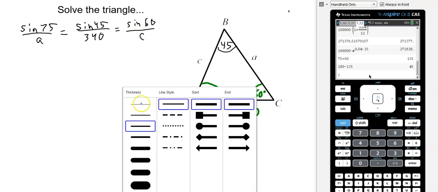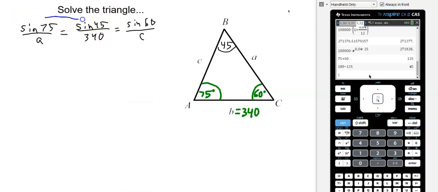And so now at this point, you're just going to pick which two you want to try and solve. You want to solve one that's only missing one term. So that middle one's really key because we've got sine of 45, we've got 340. So I'm going to pick these two and make a proportion here. I'm going to solve this one, and then we'll solve the other one to find the other side. So to solve, you just cross multiply here.